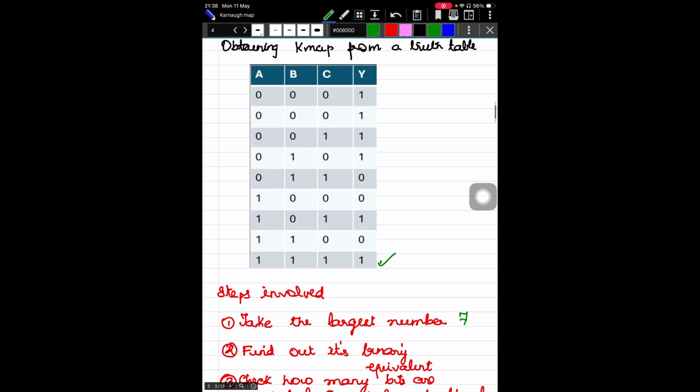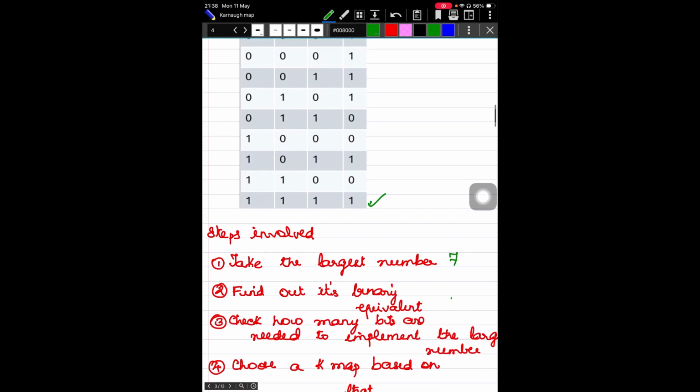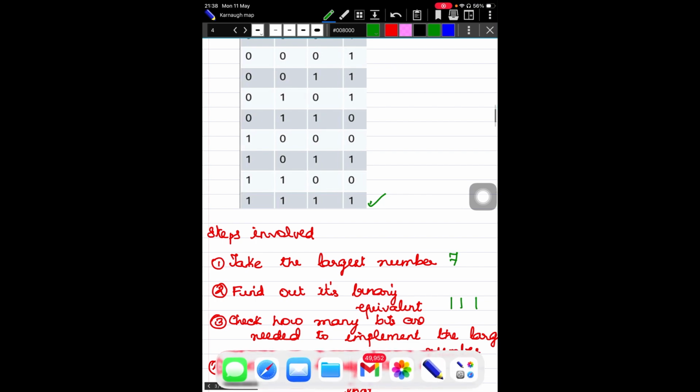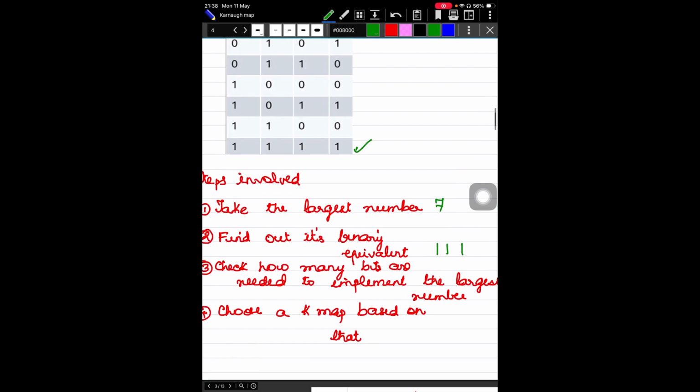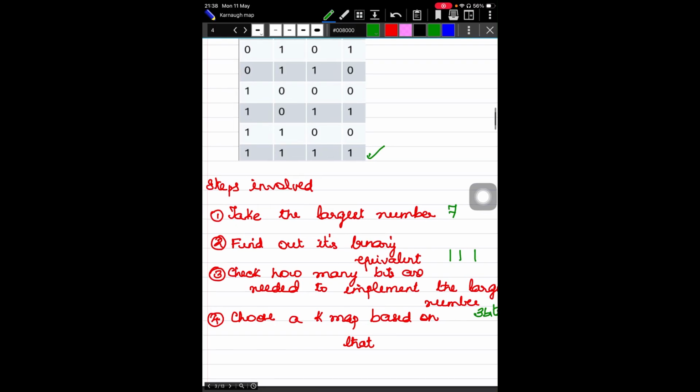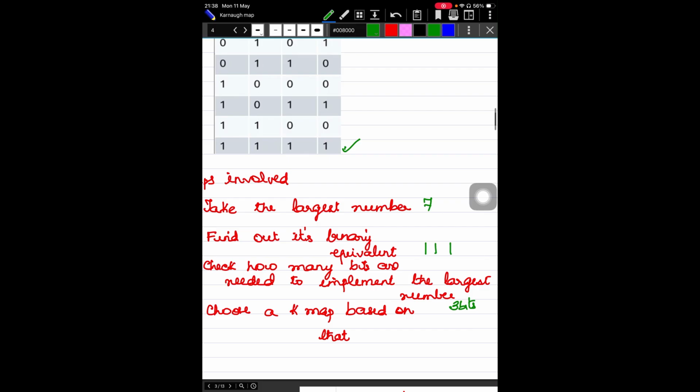Find out its binary equivalent. What is the binary equivalent of 7? 111. Check how many bits are needed to implement the largest number. For implementing 7, I need 3 bits. Obtain a Karnaugh map based on that. So take the largest number, find out its binary equivalent, find out how many bits are needed to represent it, and then find the Karnaugh map based on that.